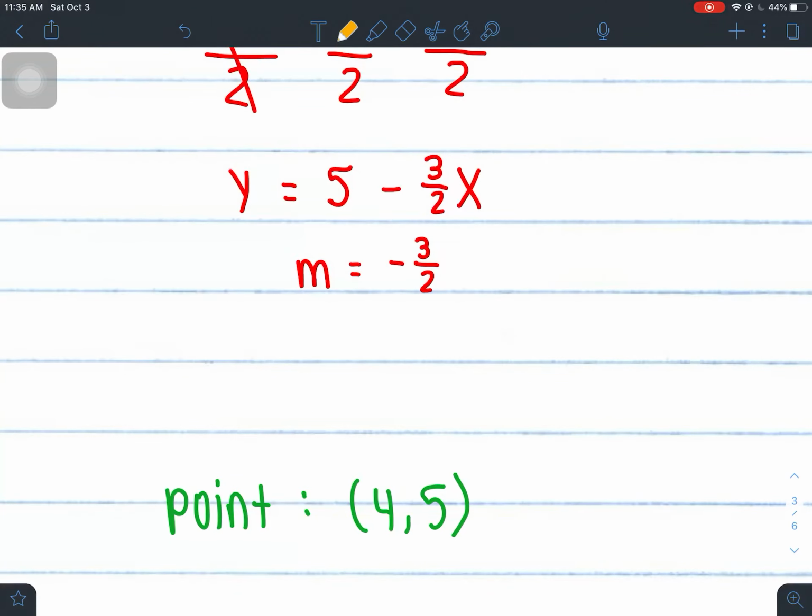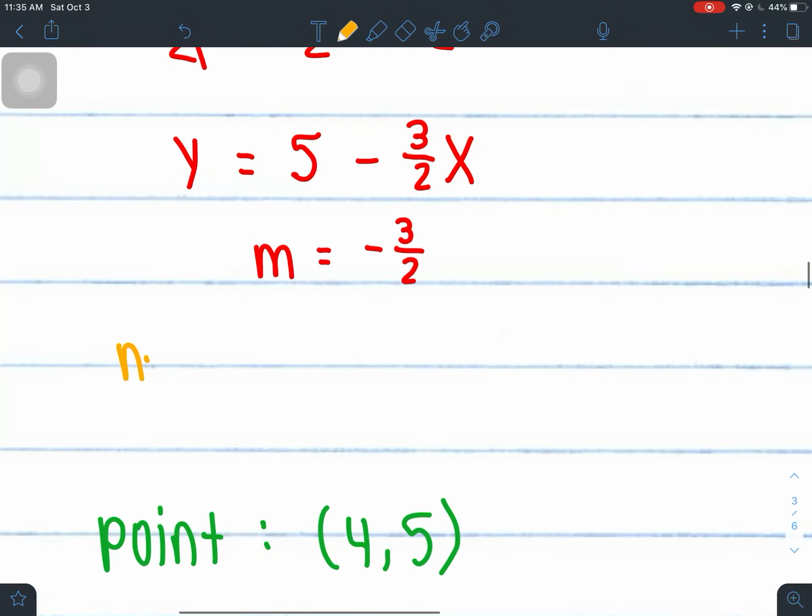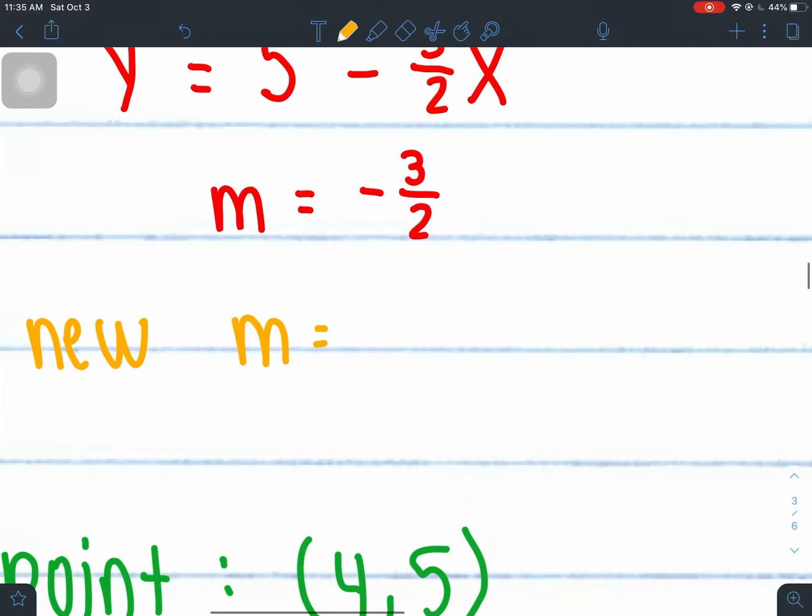No. If I use the same slope, or when would I use the same slope, really? When would I use the same slope? When making parallel. But I want to make perpendicular, so I'm not going to use the slope. I'm going to go ahead and identify my new slope. Okay, now I need the opposite reciprocal. So because it's negative 3 over 2, the new one is going to be positive 2 over 3.